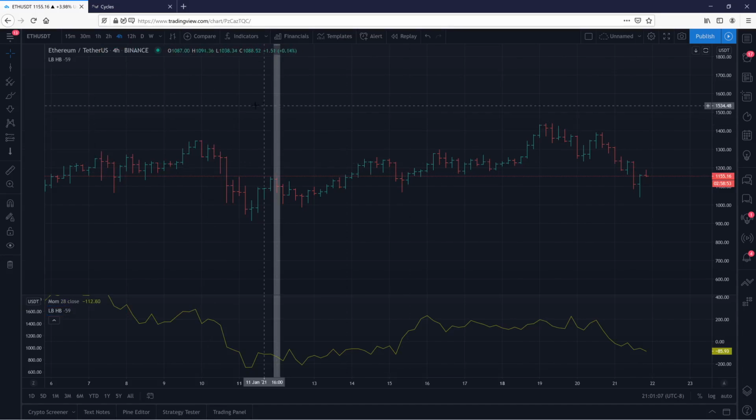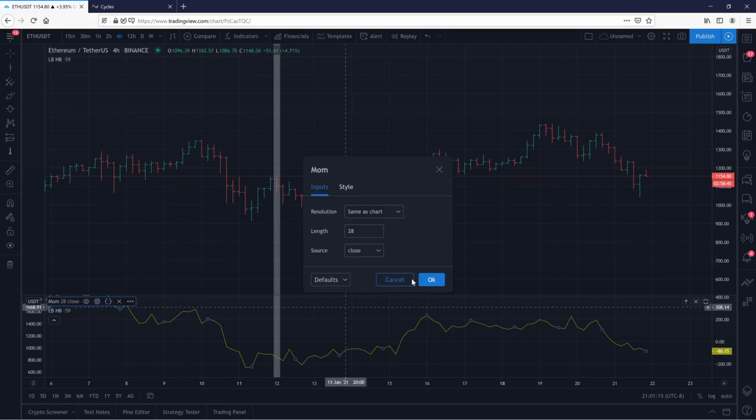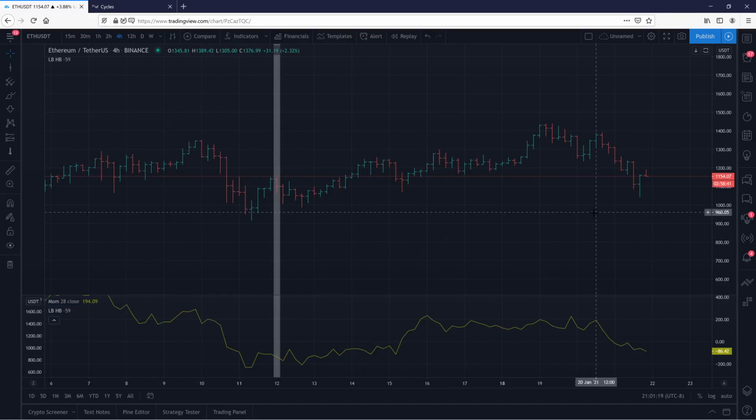This look back period is critical to the validity of your divergences. We're using 28 period momentum to start. And the first criteria for bearish divergence is a new high in price over the last 60 bars. That is right here. So this becomes point A.